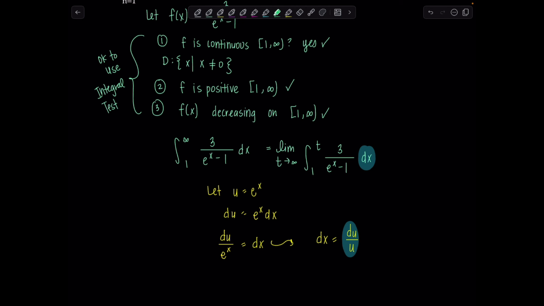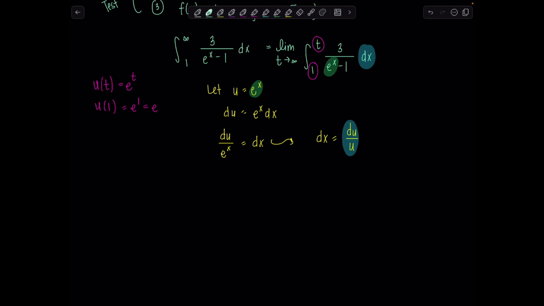And then 3 over e to the x minus 1 is going to be 3 over u minus 1. The only other thing we need to take care of is making sure we switch these limits of integration. So right now, these limits belong to the variable of the integral, which is x. I need to switch them to be limits for u. So I'm going to sub them in for x. So u of t is going to be e to the t. That's my new upper limit. And u of 1 is e to the first, so just e. How are we doing?